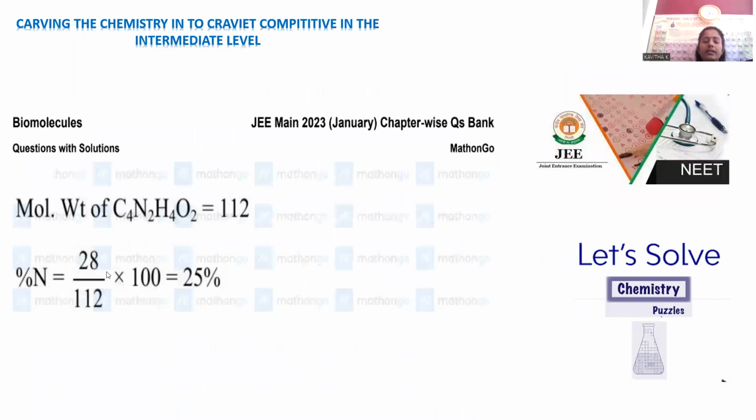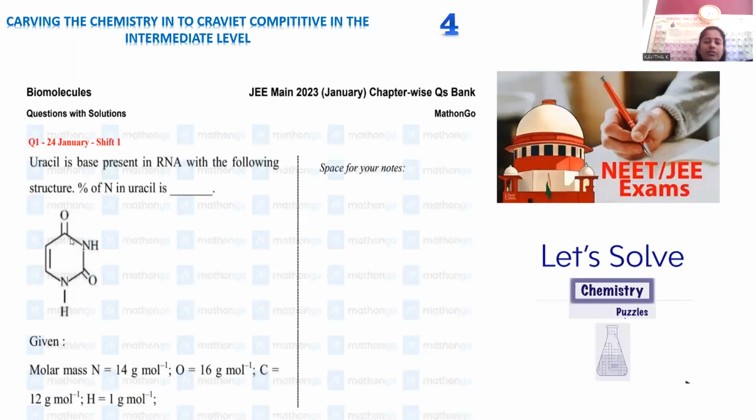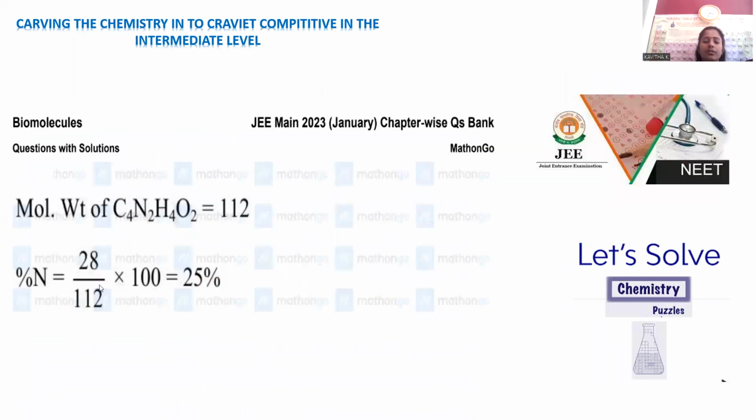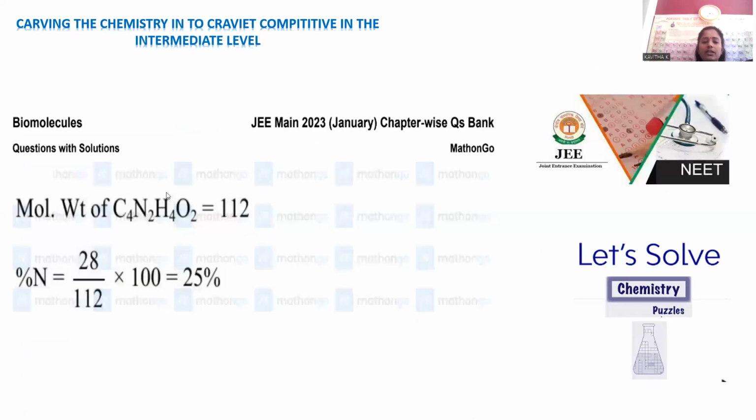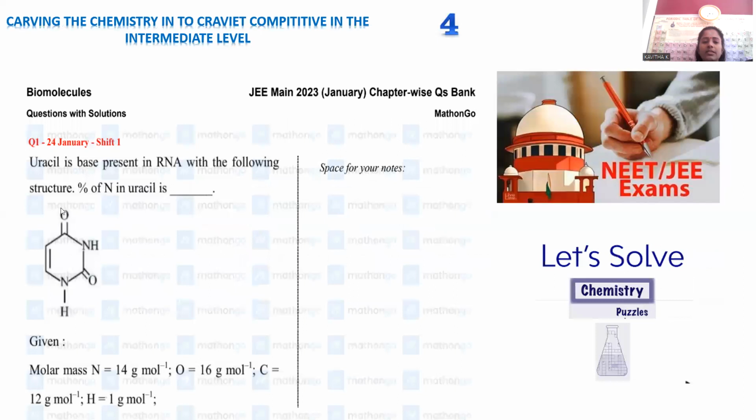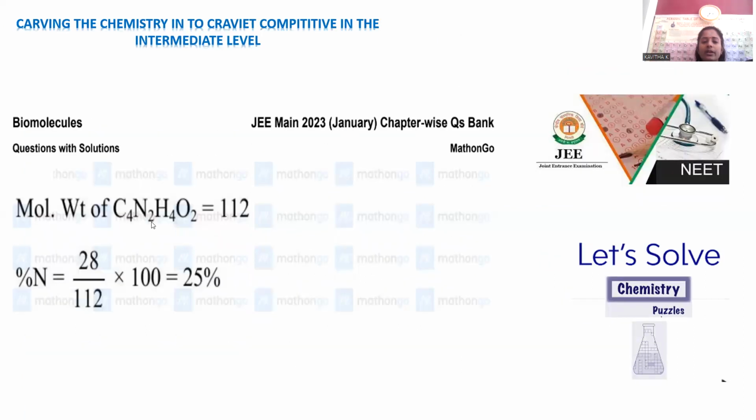In order to get that, it's a formula. If you see this, how many carbons are there? 1, 2, 3, 4 carbons are there, so let me mention C4. And nitrogens are 2, N2, C4, N2. Count the number of hydrogens: 1, 2, 3, and 4. 4 hydrogens are there, H4. Oxygens are double bond O, double bond O, so that O2. So C4N2H4O2 is the molecular formula of uracil.